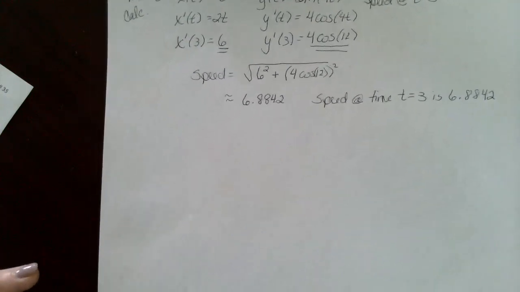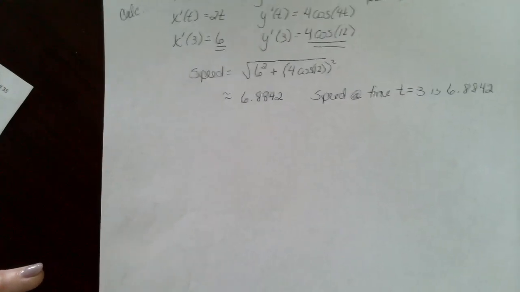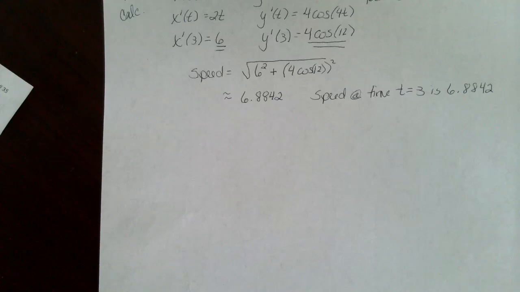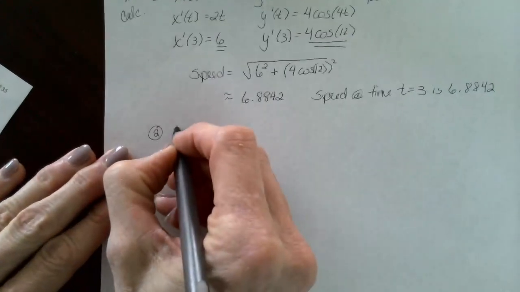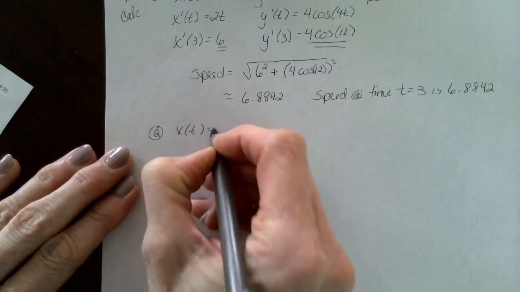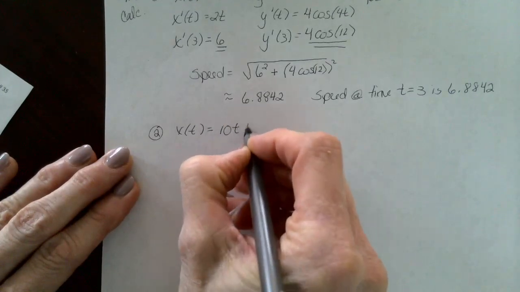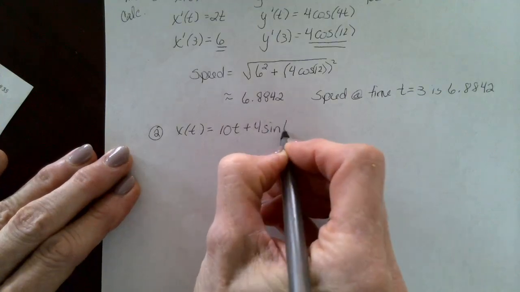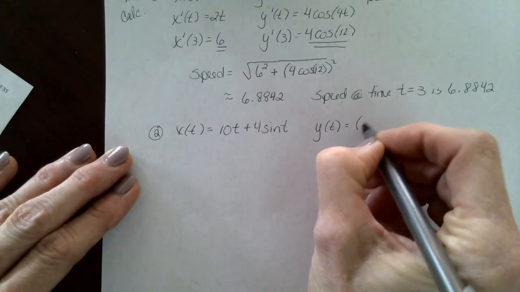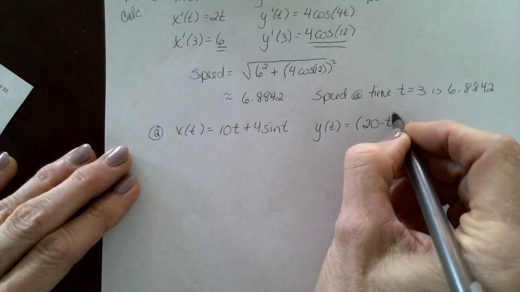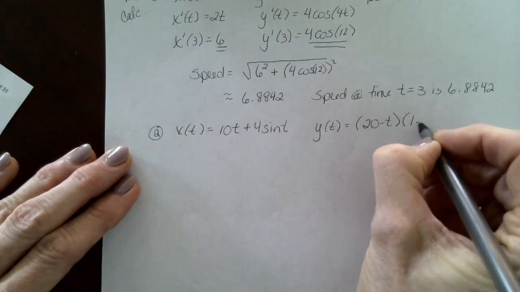Okay, let's look at number 2. Look at the picture. This was in the FRQ too. And it's calculator, thank goodness. The position of a roller coaster car at time t seconds can be modeled parametrically by these two equations. Okay, so here's our equations. X of t is equal to 10t plus 4 sine t. And then y of t is kind of gross. It is 20 minus t times 1 minus cosine t.